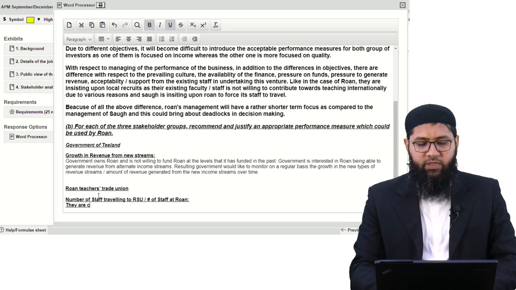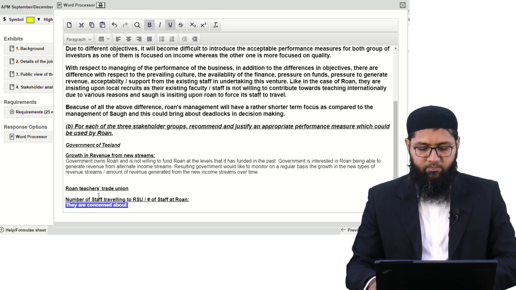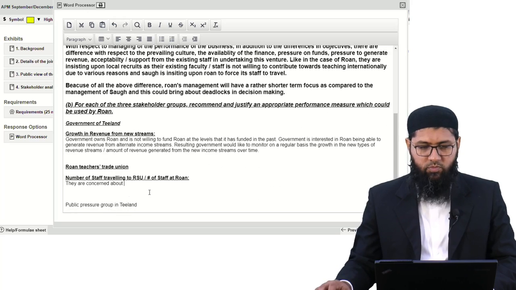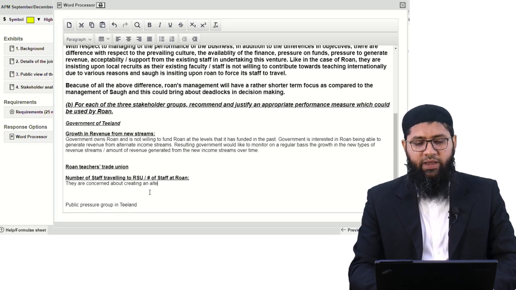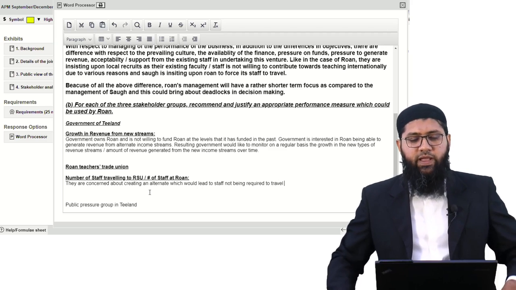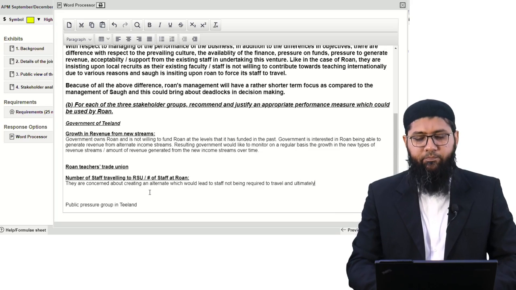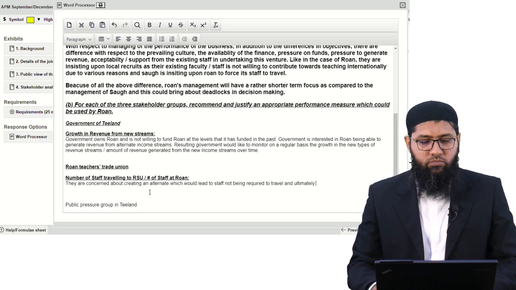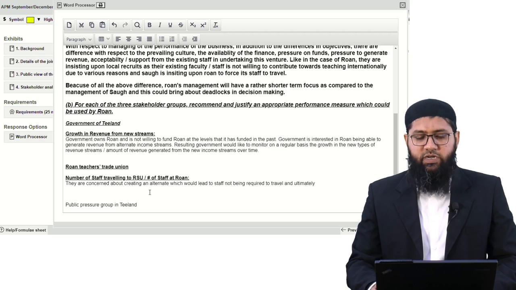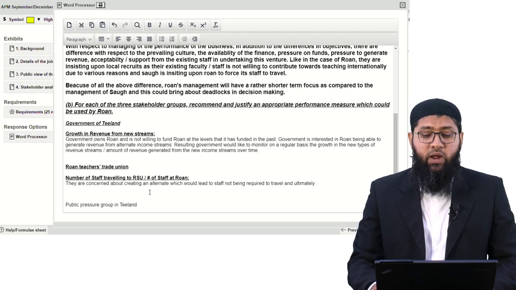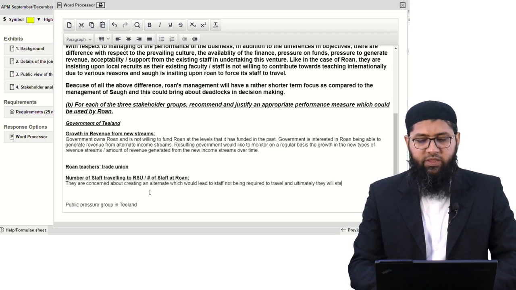So they are concerned about creating an alternate which would lead to staff not being required to travel, and ultimately they will stay back at Roan in T-land.